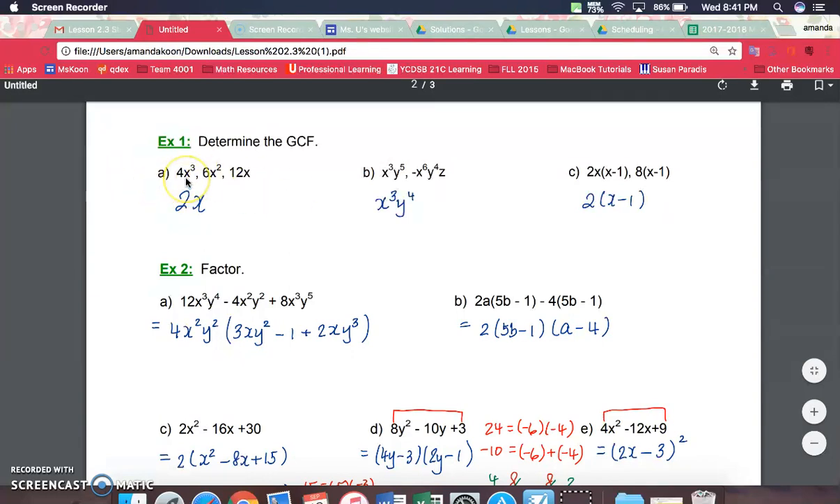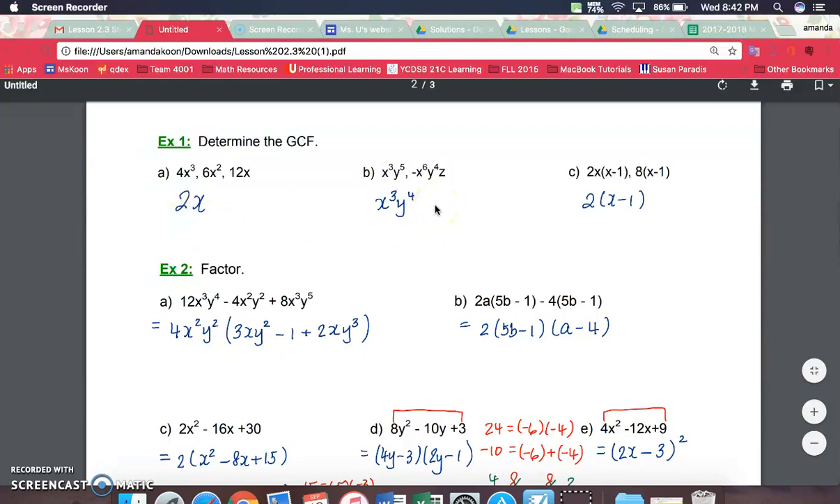If I have 4x cubed, 6x squared, and 12x, first I will check the coefficients 4, 6 and 12. The greatest common factor for these numbers is 2. Then we look for the GCF of the variables. Since we have x, x cubed, or x squared in these terms, x will be part of the GCF. The question now becomes which power of x is the GCF. If you remember the rule, it will be the x with the lowest exponent, which is x. So the overall GCF of these 3 terms is 2x.